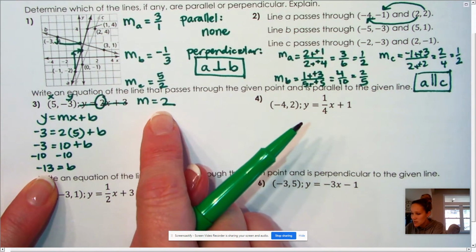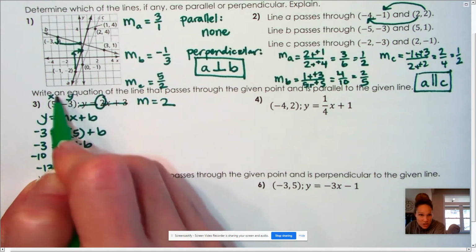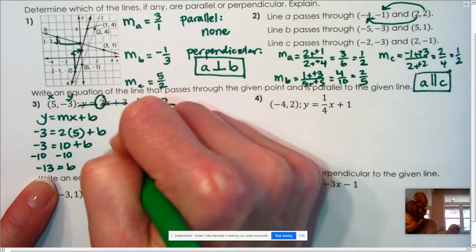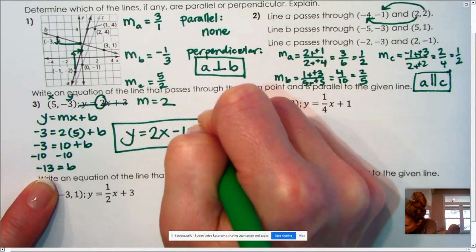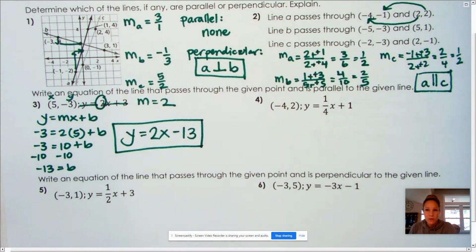So my answer is the equation, right? Write an equation. That's the instructions. So y equals 2x minus 13 is my final answer. All right, let's try another one of those.